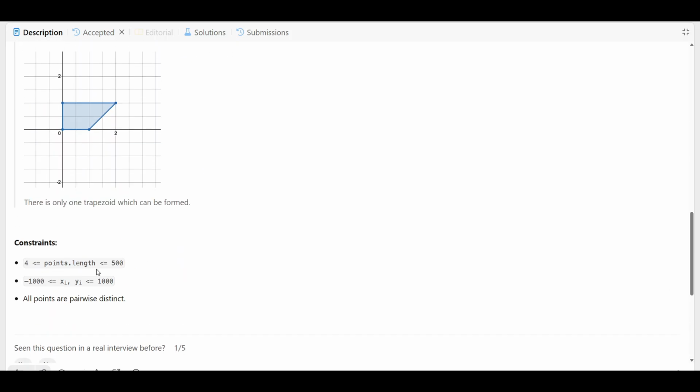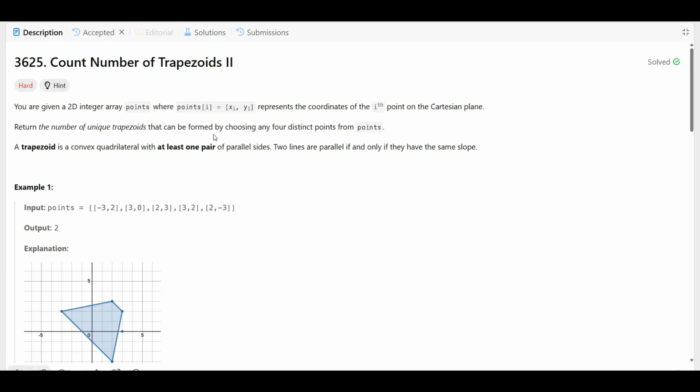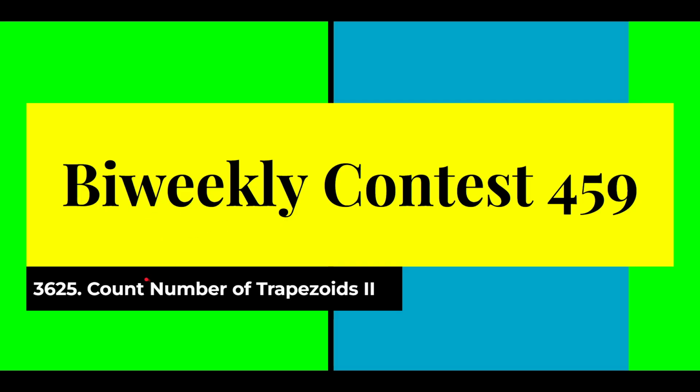It is saying points.length, the number of given points, is greater than or equal to 4, meaning at least 4 will be given, and it should be less than or equal to 500. And x1 and y1 can be between minus 1000 and 1000, and all points are pairwise distinct. So we'll understand through the slide, so you will understand the problem statement and the approaches. So let's continue to understand this problem 3625, Count Number of Trapezoids, right?